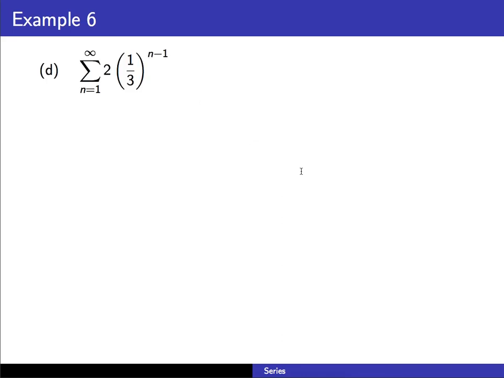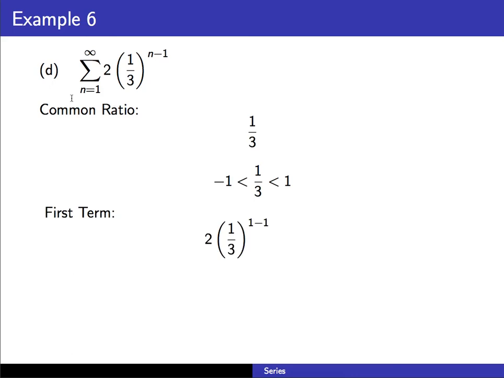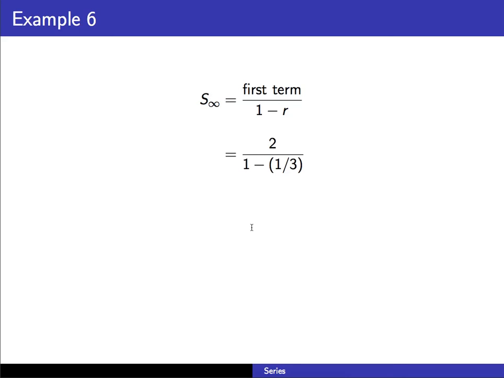Part D, from 1 to infinity of 2 times 1/3 to the n minus 1 power. So our common ratio here is 1/3, it's the base of our exponential function, and it is between -1 and 1, so it will converge to a value. The first term, plug in the lower limit of 1 into the sequence rule here. So 2 times 1/3 to the 1 minus 1 power gives us 2. Take that first term of 2, divide it by 1 minus our common ratio of 1/3, and let the calculator do what it's good at, and we get 3.